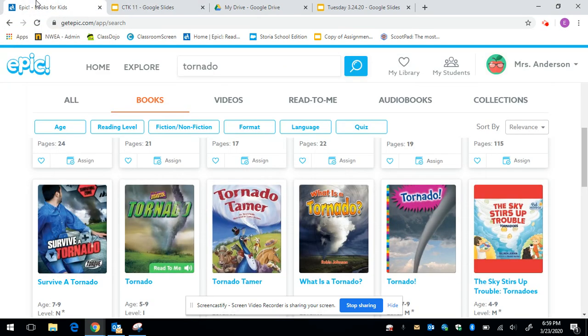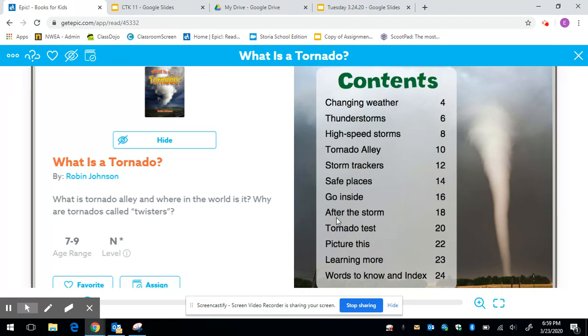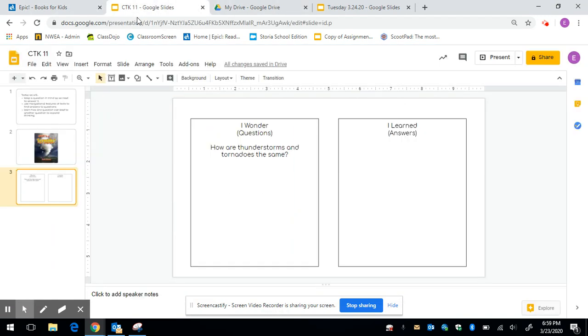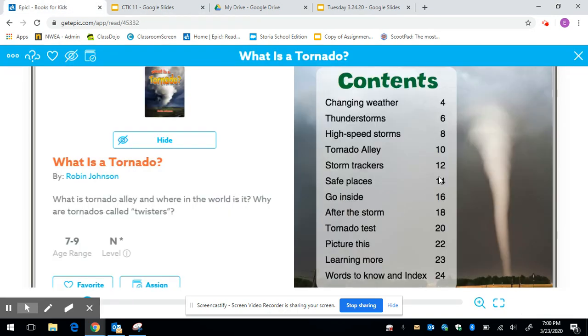So I'm going to take you to this text. It's actually a book that I found on Epic. And I want to point one thing out to you because one of our goals for today is that we're going to use navigational features of text to find answers to questions. And you're probably thinking, Mrs. Anderson, what is a navigational feature? So we could also call this a nonfiction feature. And in this case, the feature that we're going to use is a table of contents. And you can see my table of contents right here. And it's going to help us find the information we're looking for.